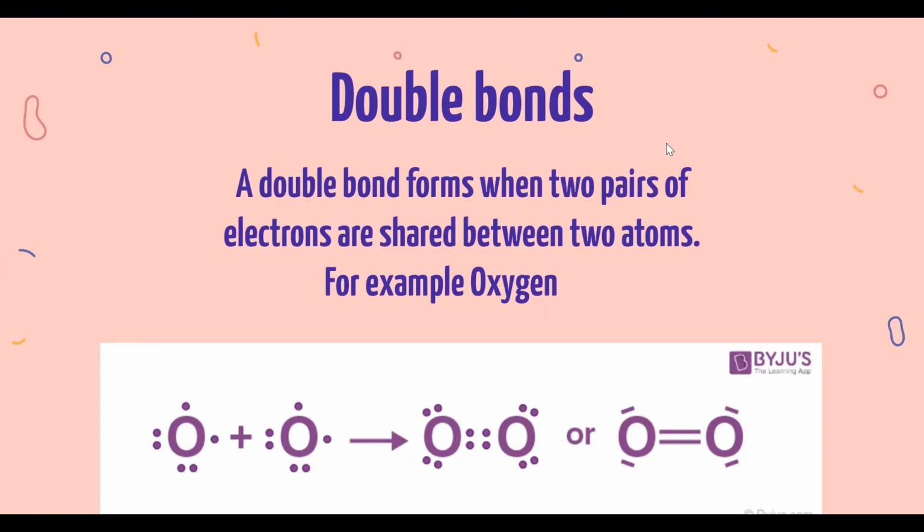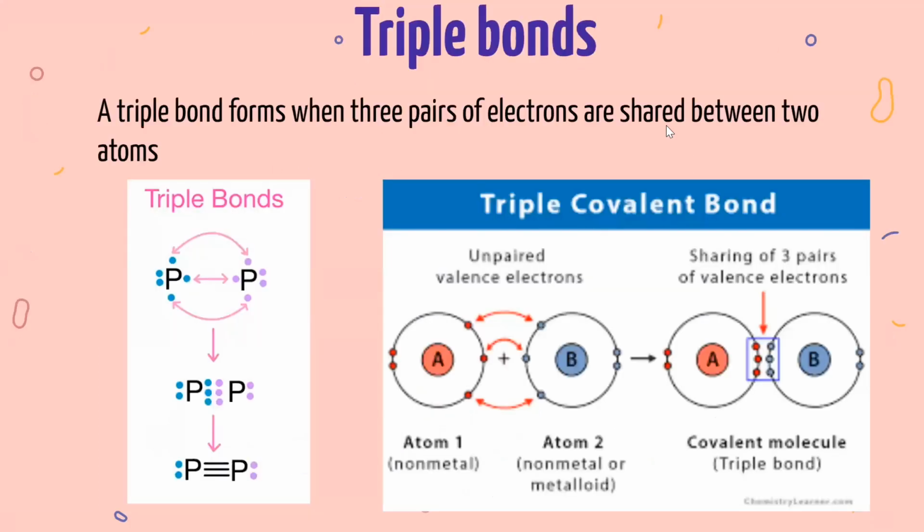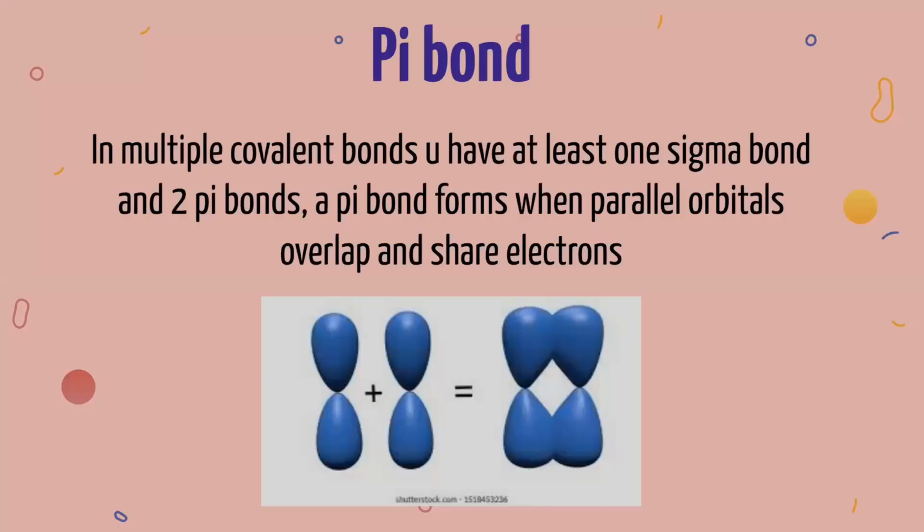Let's move on to the triple bonds. The triple bond forms when three pairs of electrons are shared between two atoms. All right, this is basically the next step of the double bond. It's not that hard. It's very simple. It's just instead of one or two pairs, it's three pairs because they're missing three valence electrons.